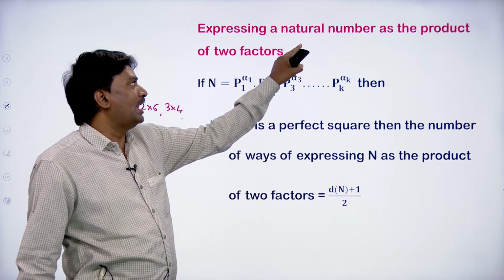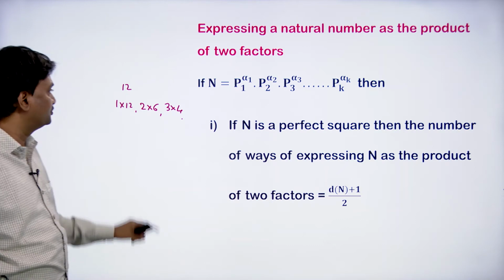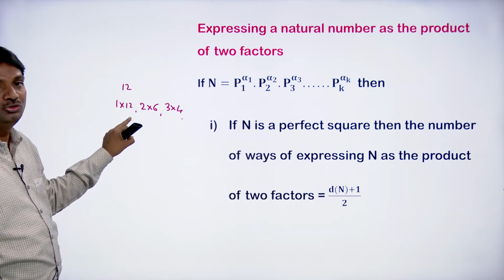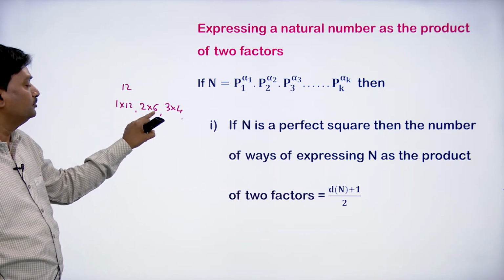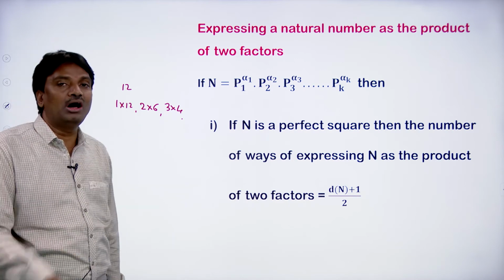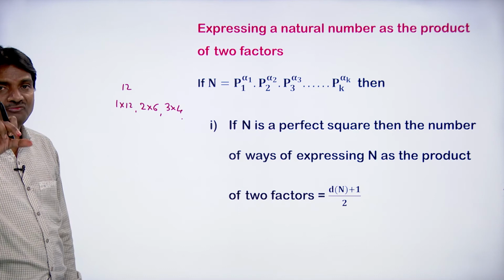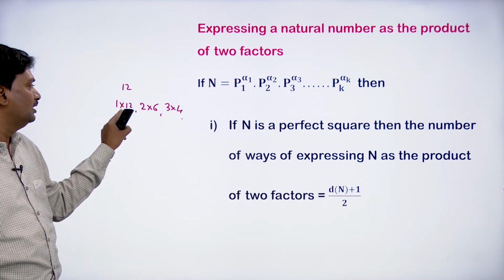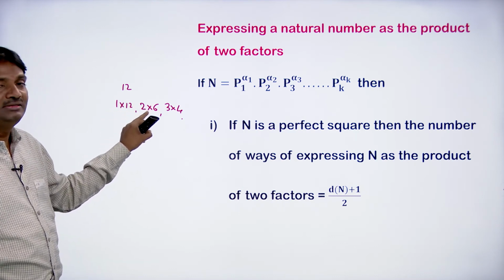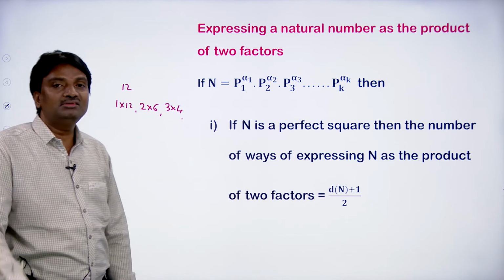So, expressing a natural number as the product of two factors. 12 can be written as 1 into 12 or 12 into 1, 2 into 6 or 6 into 2, 3 into 4 or 4 into 3. So we can express 12 as the product of two factors in three ways. First way 1 into 12, second way 2 into 6, third way 3 into 4.